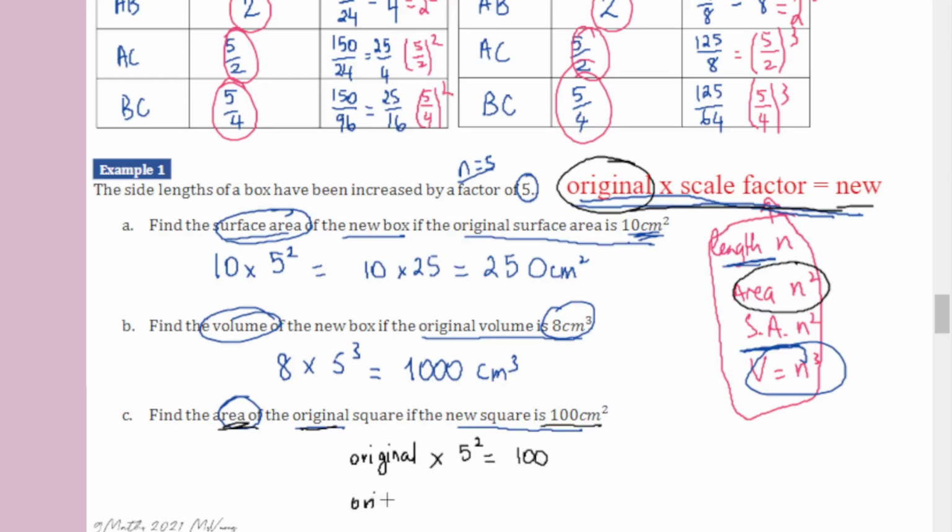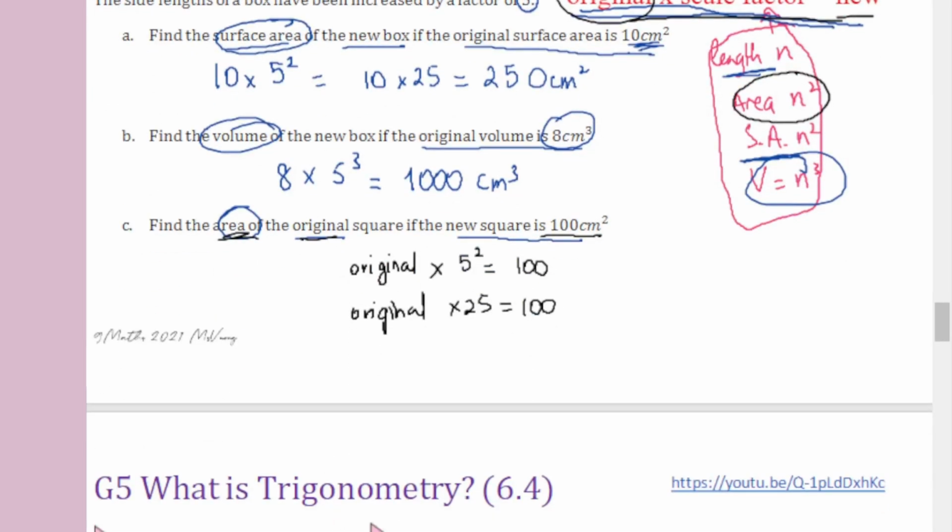Now, how do you cancel out multiplication? You divide. So let's do that. Just scroll up so you can see. So dividing by 25 on both sides, we have the original square is equal to 100 divided by 25 is 4. And the units here, centimeters squared.